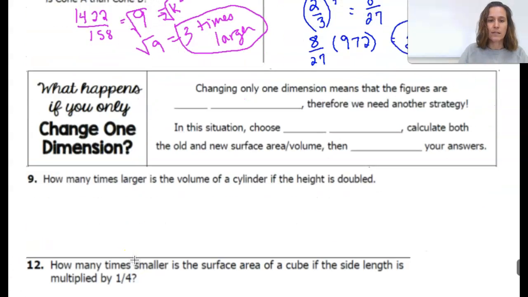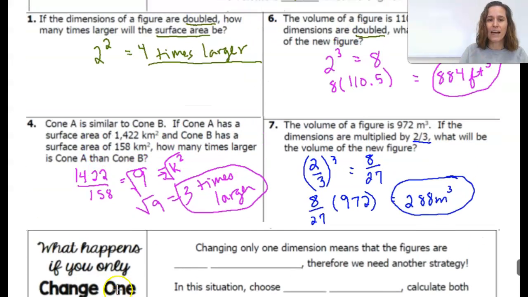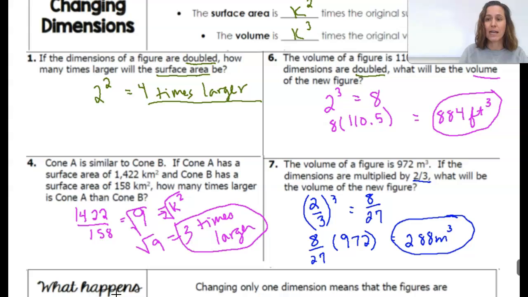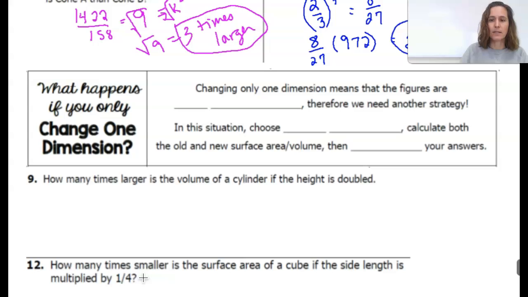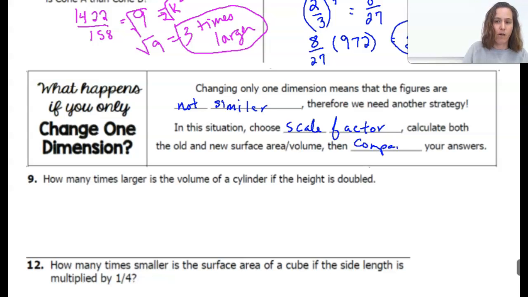In the next section, we're going to take a look at what happens if you only change one dimension? In the first half, it was talking about what do you do when you change the entire volume or the entire surface area. So in our case, we need to understand that if you change one dimension, the figures are not similar. Therefore, we need another strategy. In a situation like this, we choose the scale factor, and we calculate both the new and the old surface area, and then we compare our answers.